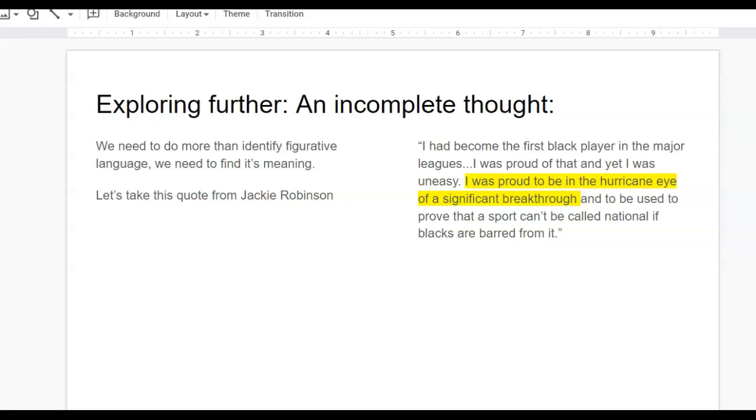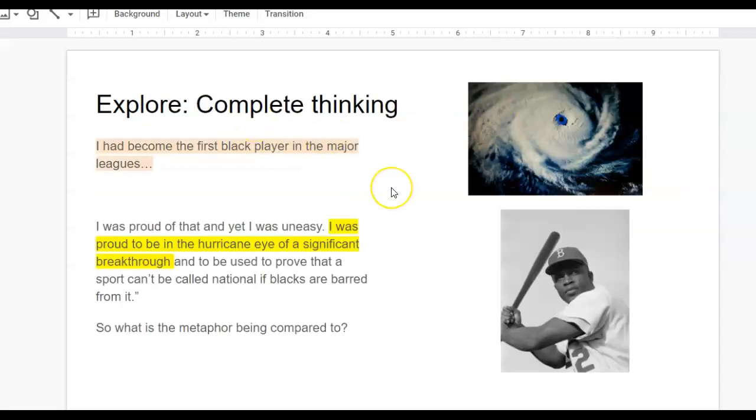And this is what we call incomplete thinking, because you identified it. It's not just enough to identify the figurative language, but now we have to know what the author is trying to convey or say to the reader. So let's explore our complete thinking, all right, this complete thought. I'm going to reread the passage again.